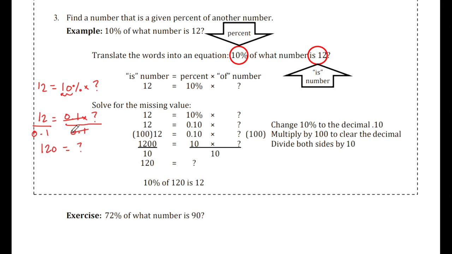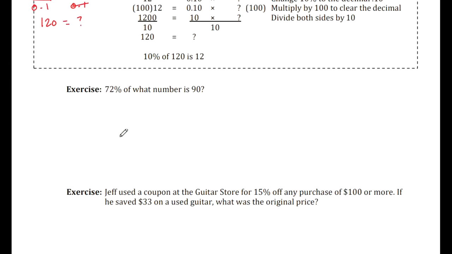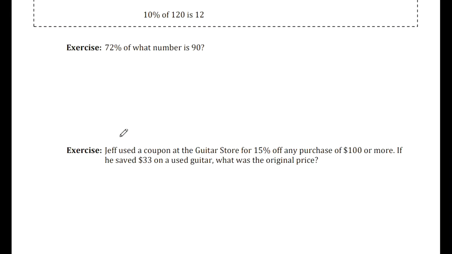Let's do a couple more exercises to practice with this third common type of percent problem. 72% of what number is 90? Our is number is 90. We go equals the percent, which is 72%, times the of number. Well, it's unknown, so we'll use a question mark. We need to change that 72% by moving it 2 units to the left. So 0.72 times our unknown.